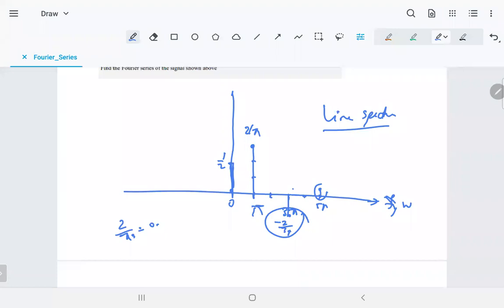And summation when we deal with the discrete time set. Any question?